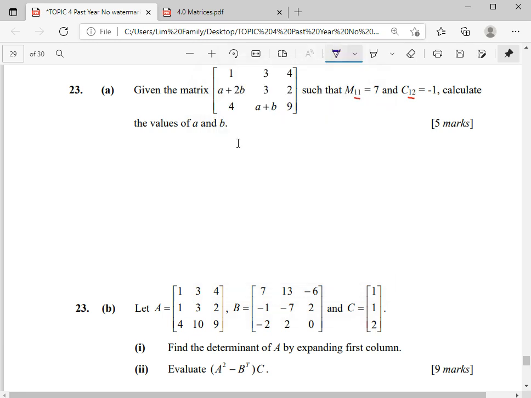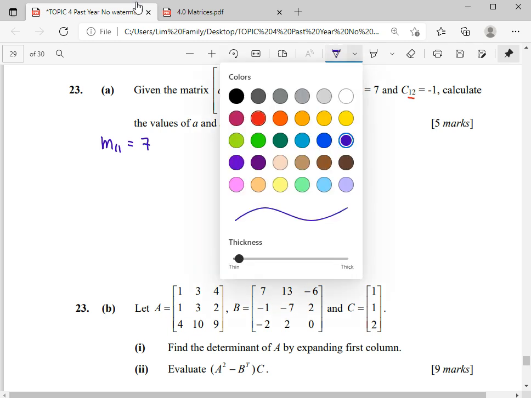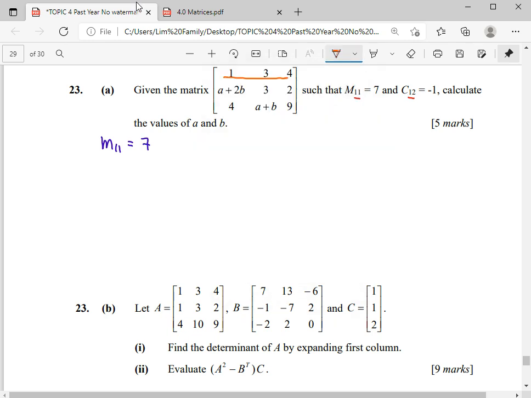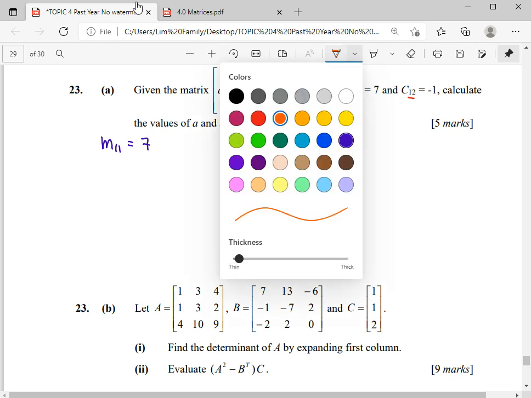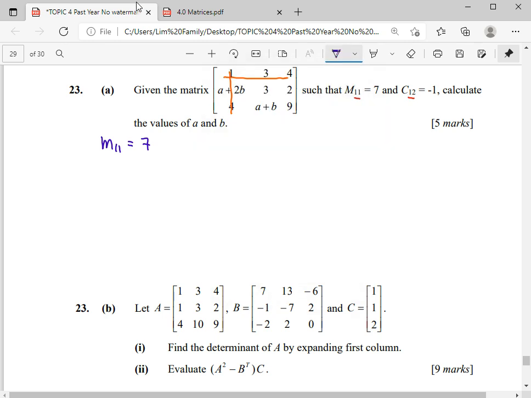So for minor 1,1, what is the concept of minor? It means we are going to eliminate row 1, column 1. This is how we get the minor. Therefore our minor will become 3, 2, A plus B, 9, which is equal to 7. So we solve here. We do AD minus BC, which is 27 minus 2 times A plus B equals 7. Simplify this.